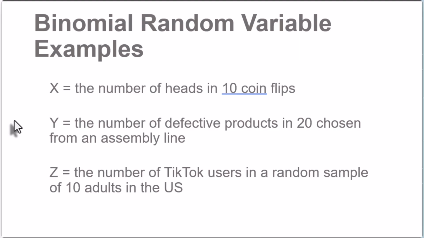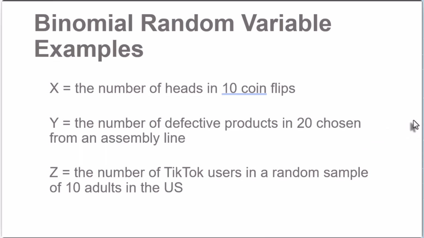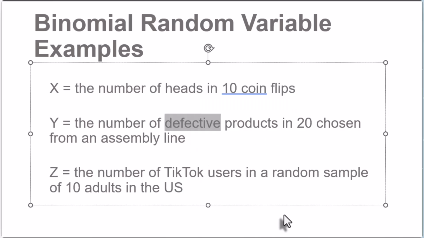Another example would be the number of defective products in 20 chosen from an assembly line. So the 20 different products being chosen, those are the repeated trials, and here n would be 20. And each one of these products that's chosen is either defective or it's not defective. The defectiveness would be what we would call success in this case. So again, success doesn't have to be necessarily a qualitatively positive thing. It's just denoting whatever outcome we're counting.